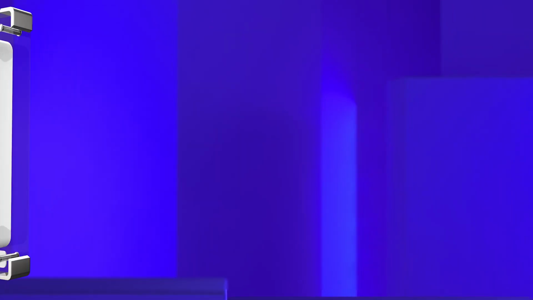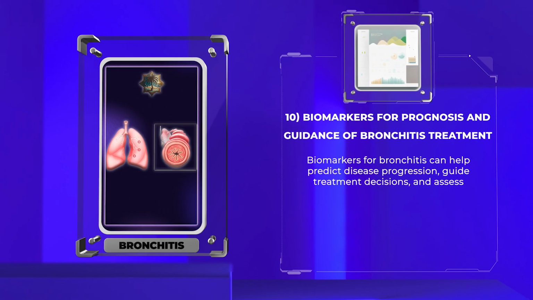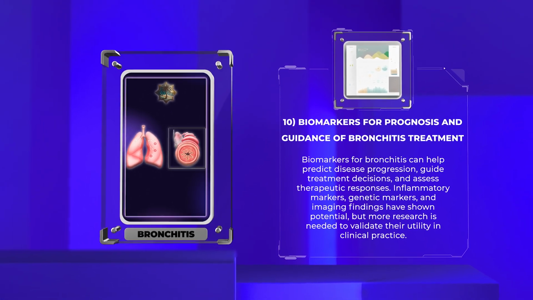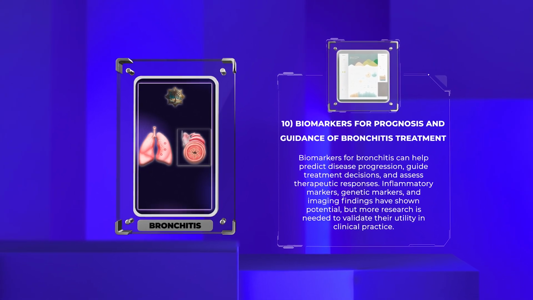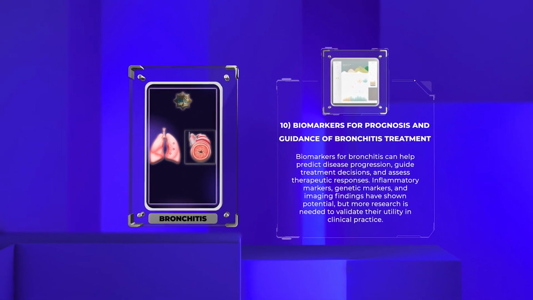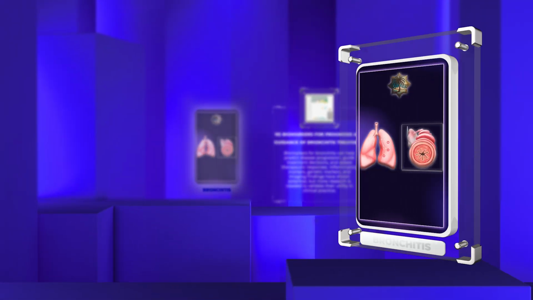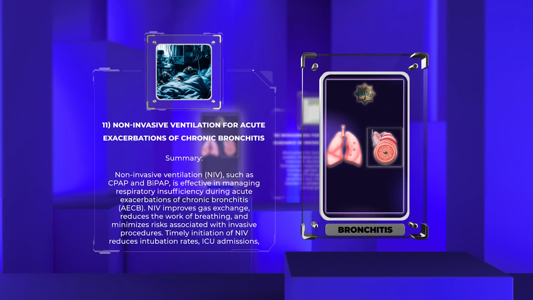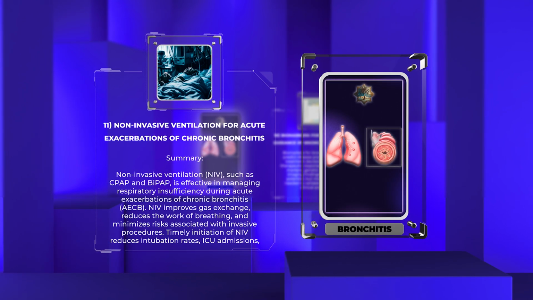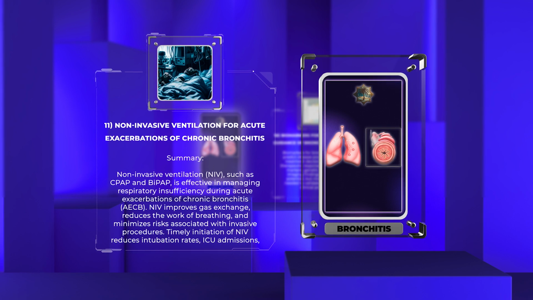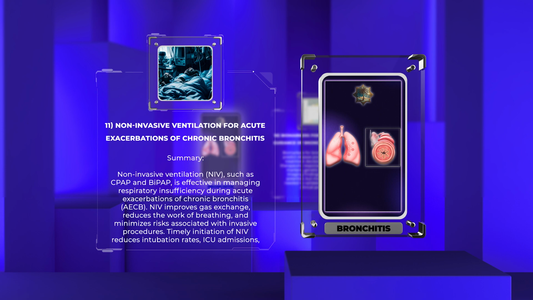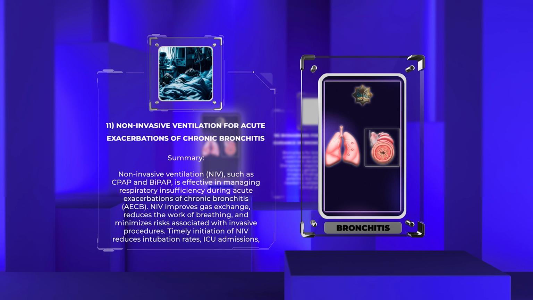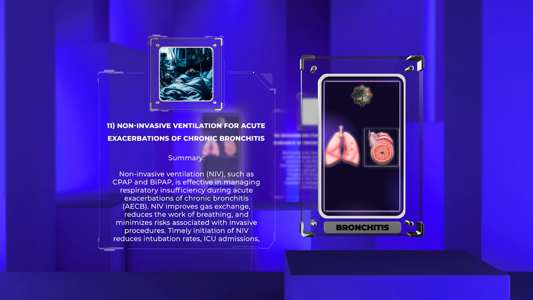Biomarkers for bronchitis can help predict disease progression, guide treatment decisions, and assess therapeutic responses. Inflammatory markers, genetic markers, and imaging findings have shown potential, but more research is needed to validate their utility in clinical practice. Summary: non-invasive ventilation, NIV, such as CPAP and BiPAP, is effective in managing respiratory insufficiency during acute exacerbations of chronic bronchitis, AECB. NIV improves gas exchange, reduces the work of breathing, and minimizes risks associated with invasive procedures. Timely initiation of NIV reduces intubation rates, ICU admissions, and mortality in AECB patients.